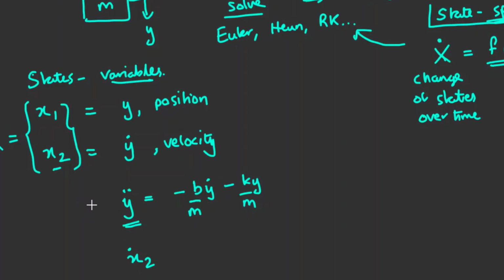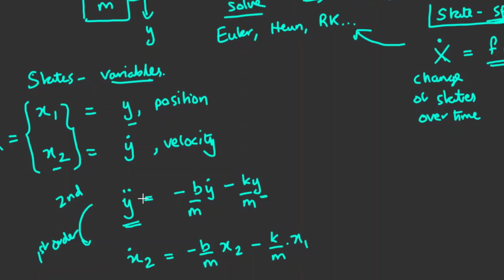Okay, so now you can see how we converted a second order to first order. So x2 dot is equal to minus b over m. Then look for the state that defines y dot. y dot is your velocity, that's x2, so you write here x2, and minus k over m times y. What is y? y is x1. So k over m times x1. We just went from a second order equation to a first order equation based on the states.